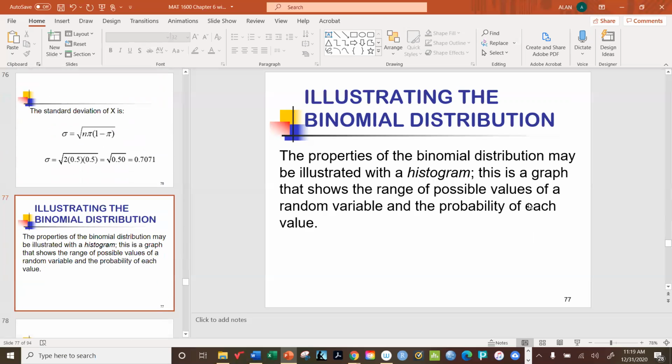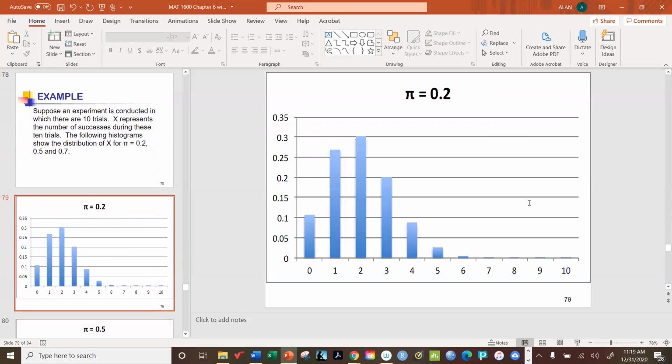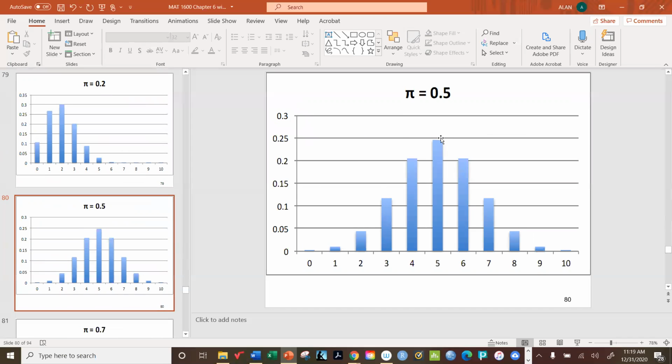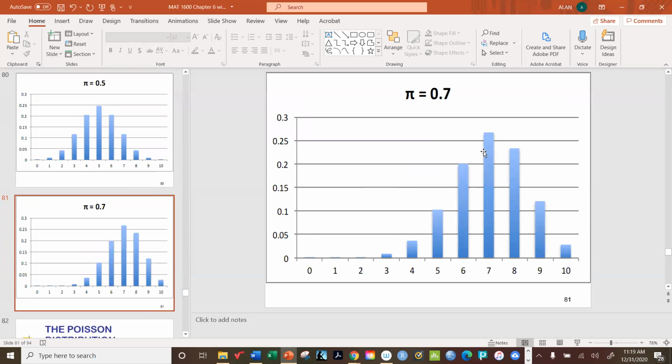Okay. And then the last thing we did was we looked at the histograms. We don't really need to go through this again, but just be aware that when pi, the probability of success, is very low, it stands to reason that most of the outcomes will be clustered towards the low end here. With pi equals 0.5, we have a nice symmetrical distribution. And when pi equals 0.7, then most of the area is up here.